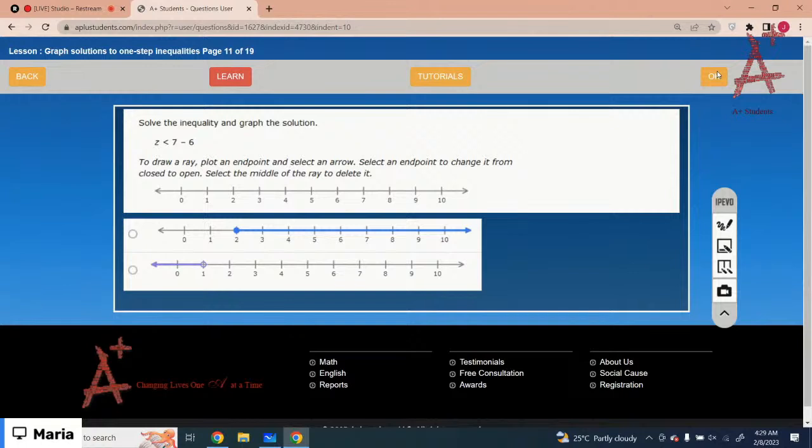Okay, Z is less than 7 minus 6. 7 minus 6 is 1. That means all the numbers that are less than 1, but 1 is not included. So that is the second option. Got it?